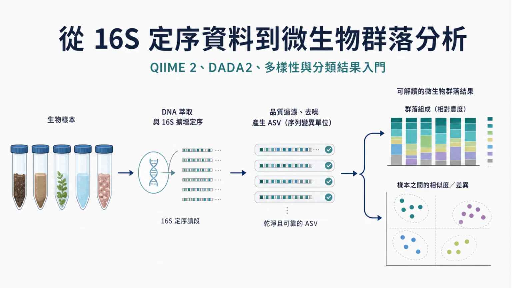In this series, we will explore how raw 16S sequencing reads can be transformed step by step into interpretable results about microbial communities. The experimental details may vary from sample to sample, but the core logic of the analysis is much the same. First, we obtain 16S amplicon sequences. We then perform quality filtering and denoising to infer reliable sequence variants, known as ASVs. Only after that can we describe community composition and compare differences across samples.